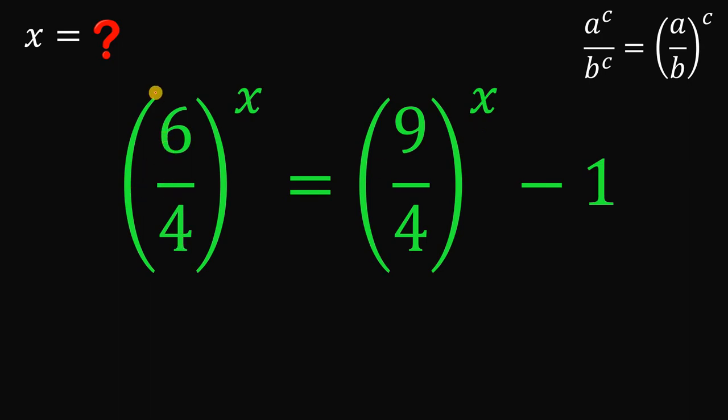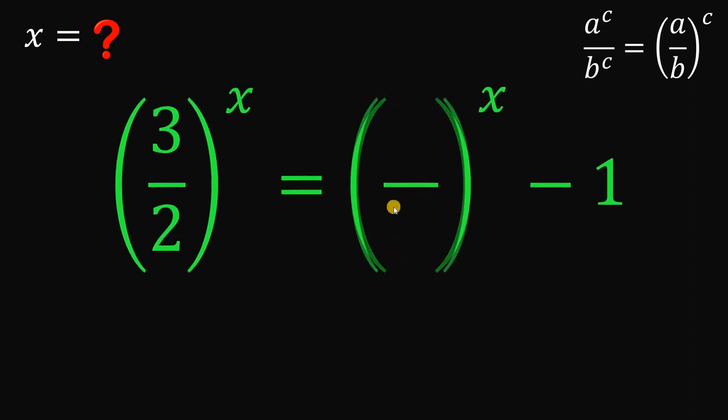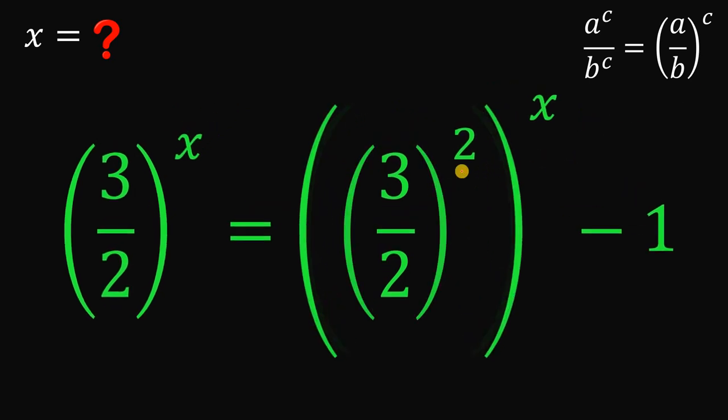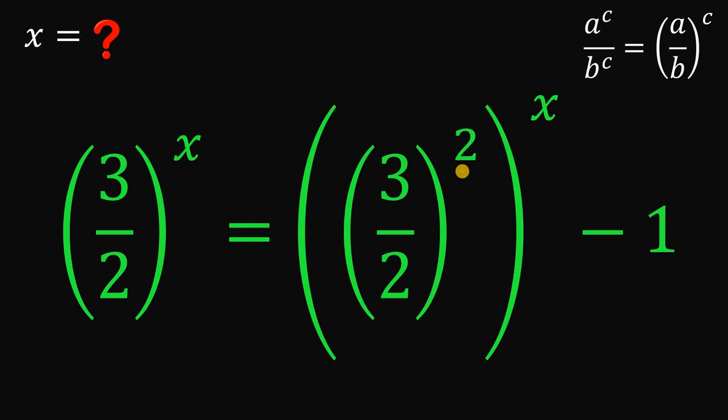Now, 6 over 4, this 6 is 3 times 2, and this 4 is 2 times 2. So we can cancel out a factor of 2. So this is just 3 over 2. Now, how about 9 over 4? Now, take note that 9 is 3 squared, and 4 is just 2 squared. So we can rewrite this as 3 squared over 2 squared. Again, we can use this law of exponent. So this can be written as 3 over 2 raised to the power of 2.